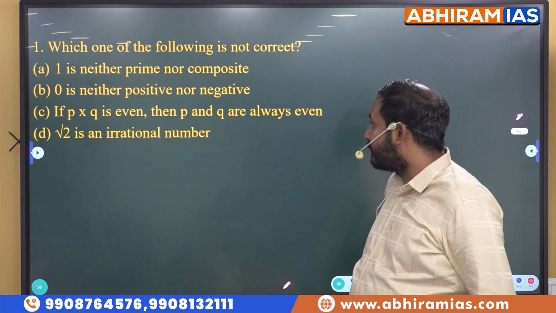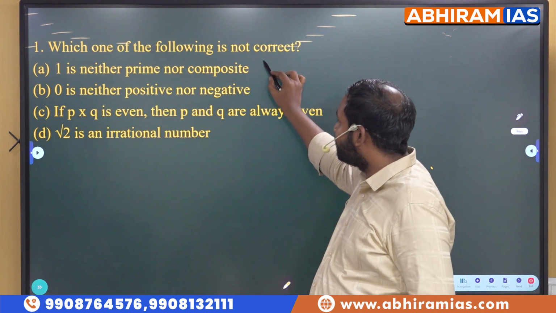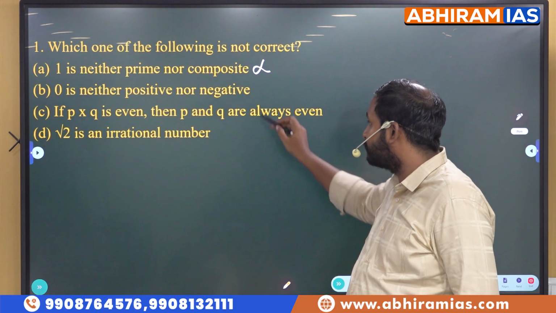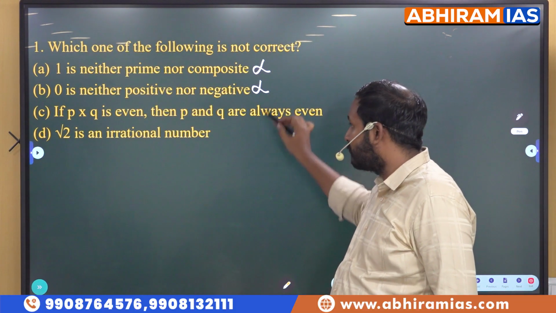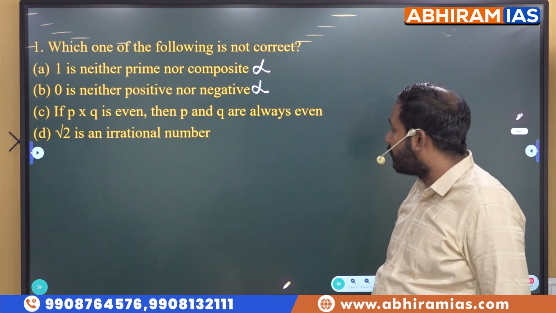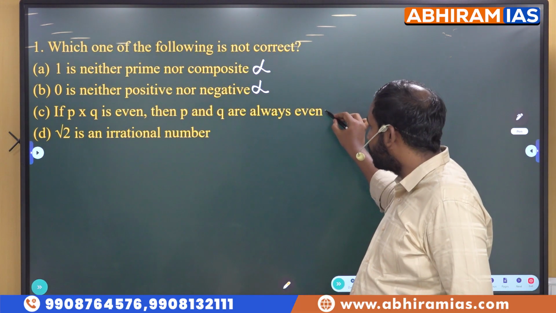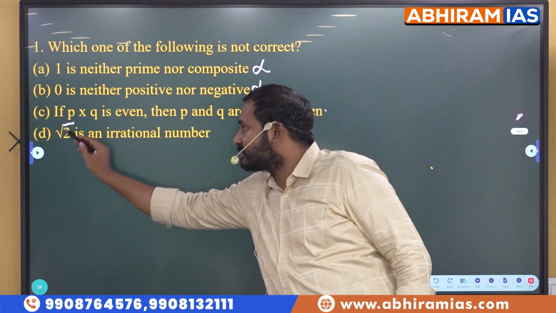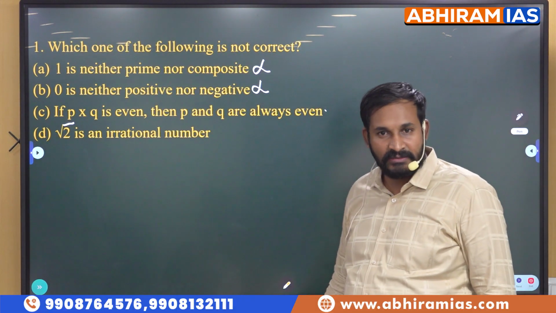One is neither prime nor composite. Actually that is correct, but that is not our answer here. Next, 0 is neither positive nor negative. Actually that is correct, that is not our answer. If P into Q is even, then P and Q are always even. We will come to that one. Root 2 is an irrational number. Root 2 is an irrational number only, right?